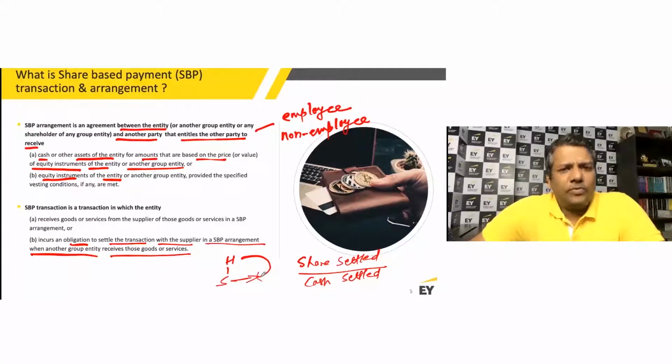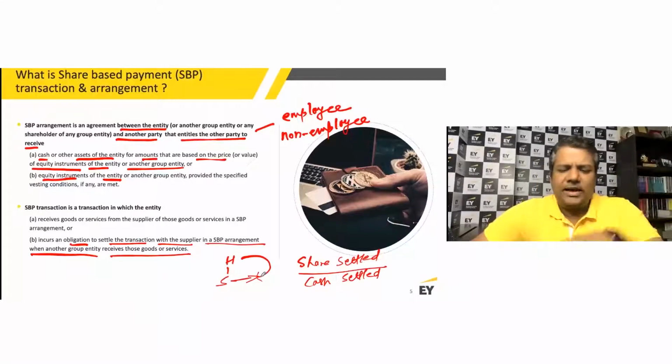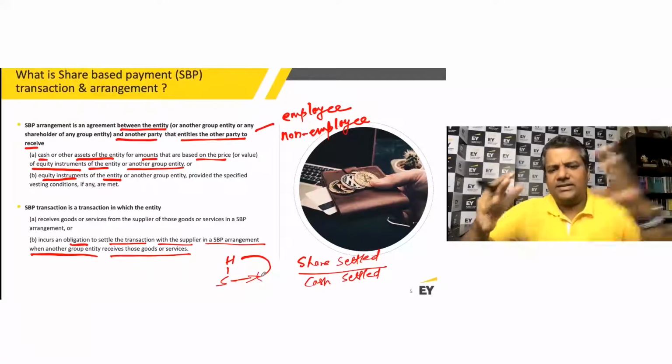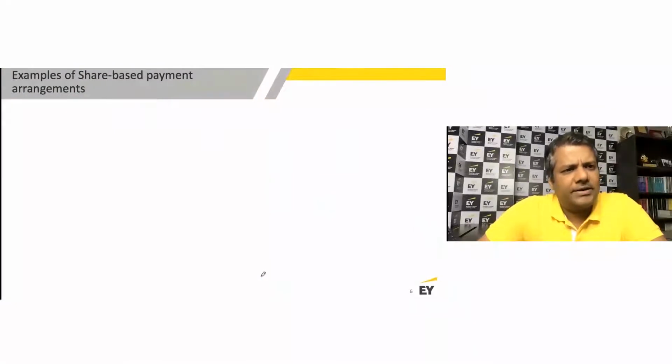So essentially what we're trying to say is it's a transaction between the employer and the employee, or the employer and the non-employee. It could be cash settled or equity settled, and in exchange you receive either goods or services. And what do you need to give? You either give cash or you issue your stock. So that's the transaction that is covered through this standard.